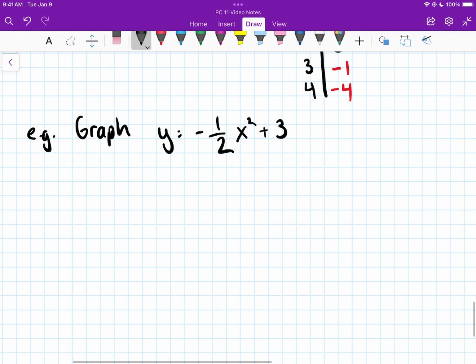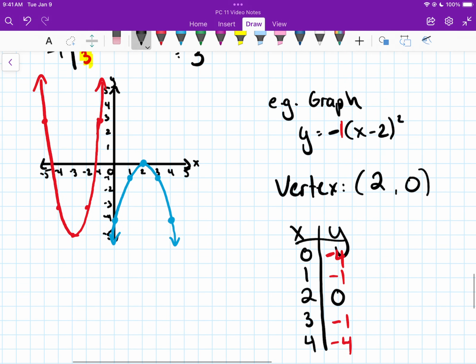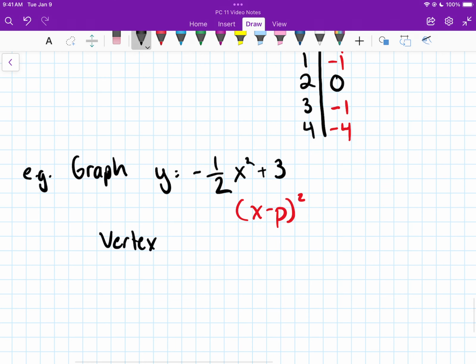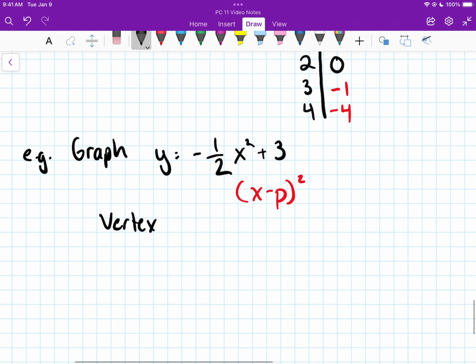All right, so our vertex on this one, once again, this one looks a little bit weird, but you'll notice there's no brackets. So normally it's x minus p inside the brackets, but if there's nothing being subtracted with the x, with that square, that actually means p is 0. So comparing the last one, where q was 0, so we had nothing outside the brackets, here p is 0 because we have nothing inside the brackets because the brackets aren't even there. So our vertex on this one is going to be 0, 3.